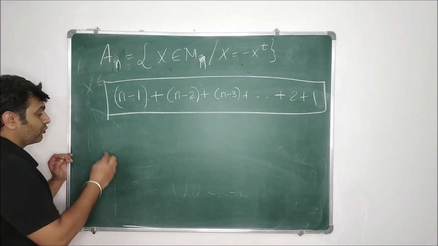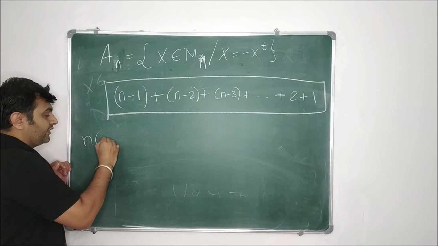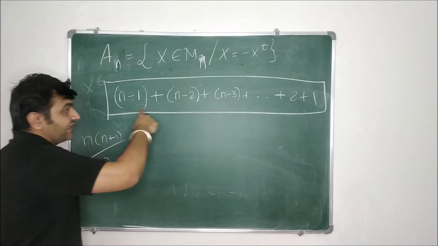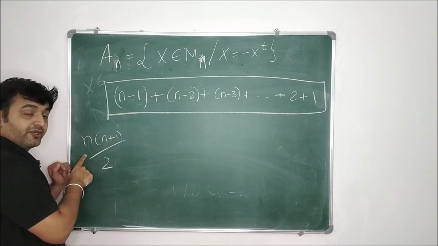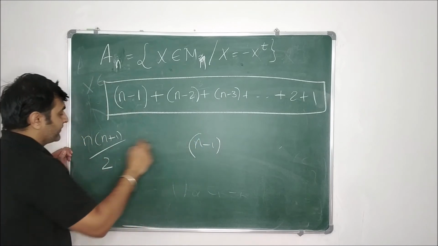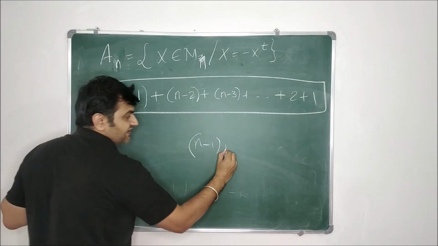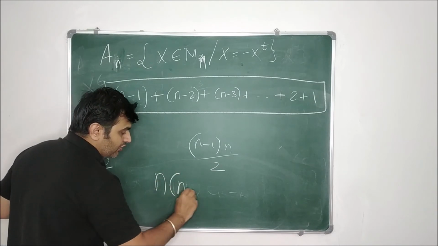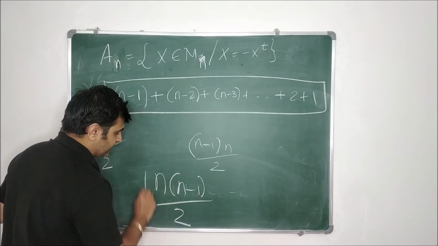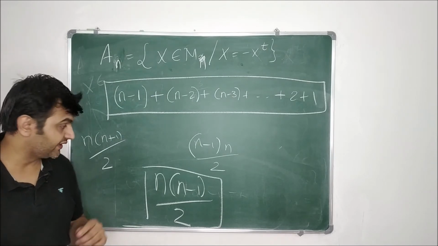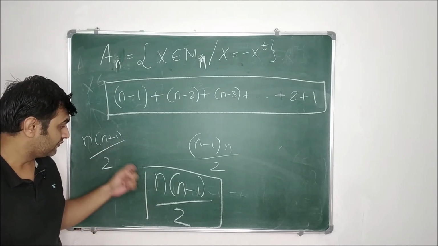Okay, so what is the formula for the first n natural numbers? n into n plus 1 by 2. Now we are summing up the first n minus 1 natural numbers. So here you replace your n by n minus 1. So you have n minus 1 plus 1, which is n, divided by 2. Therefore the dimension of a skew symmetric matrix is nothing but n into n minus 1 by 2. And that's what we got here.